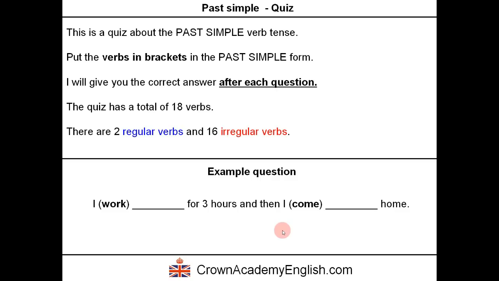Okay, so the answers are: I worked for 3 hours and then I came home. So I put this answer in blue because this is an example of a regular verb. And this answer is in red because this is an irregular verb. Okay, so this is an example. So this is what the questions will look like. Okay, so there are 18 verbs. You ready? Let's start.